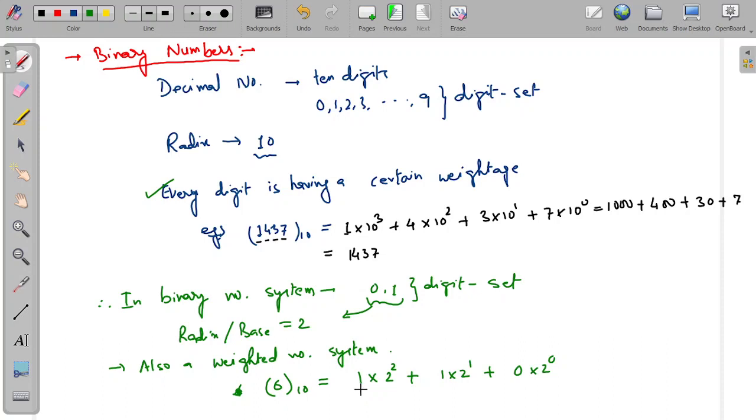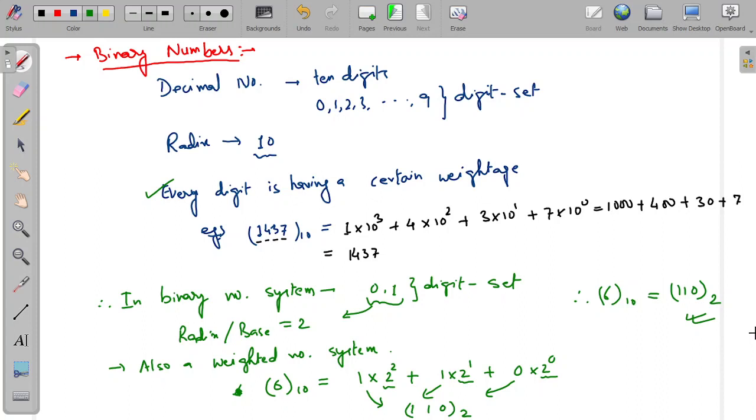Okay, and the weight for each digit is the radix to the power: 2 to the power 0, 2 to the power 1 and 2 to the power 2, and it will go like this for each digit location. And we collect all these ones and zeros associated with each term, and we get 110, and this is the binary equivalent number for this particular decimal number, which is 6. So I can write 6 in decimal is equal to 110 in binary. So this conversion is there.